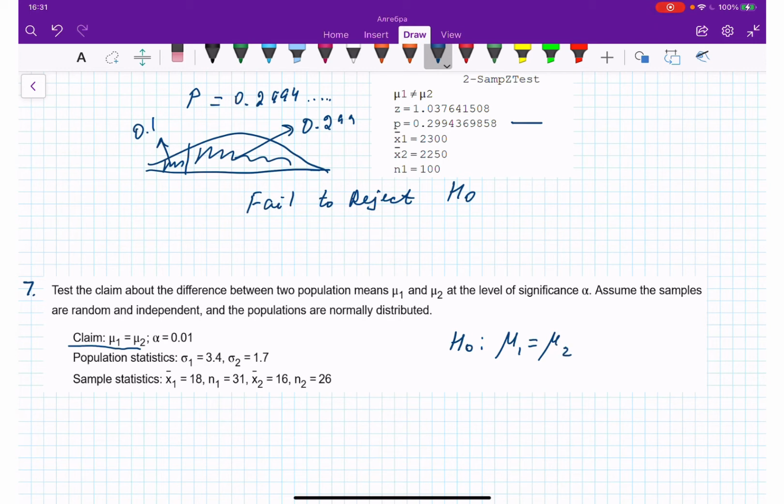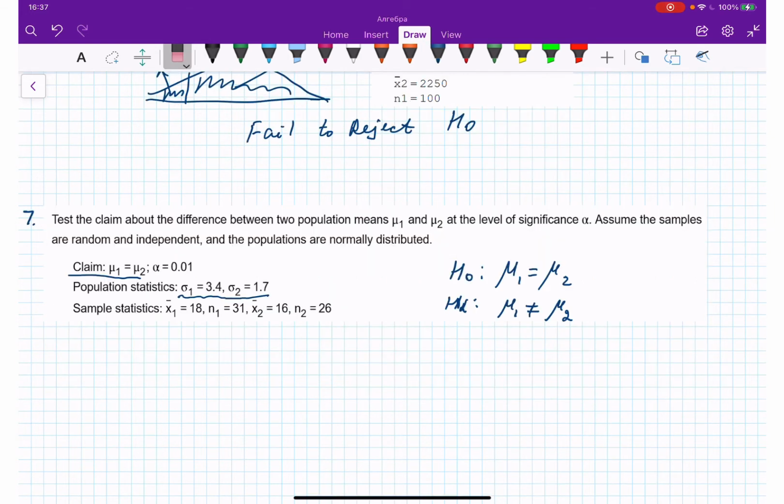Mu1 equal mu2. Hence, alternative, it's going to be mu1 is not equal. Next, we need to find standardized test statistics. Because our standard deviation is different, sigma 1 is equal 3.4, sigma 2 is equal 1.7, that means the variances are not going to be equal, because what is variance? It is a square of standard deviation, right?